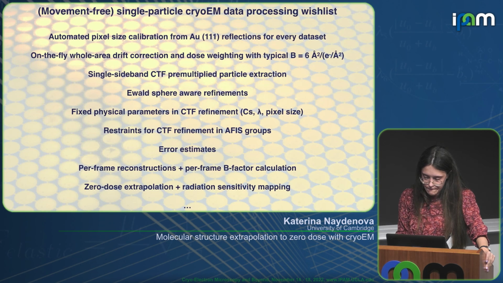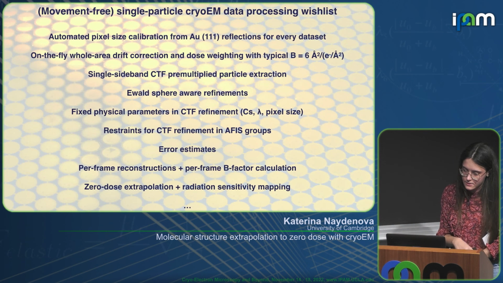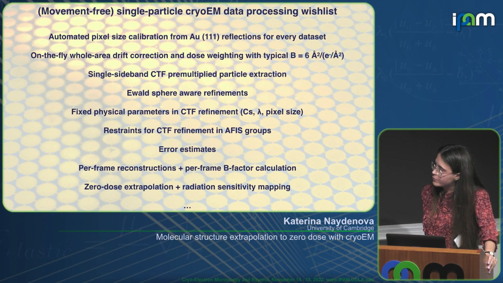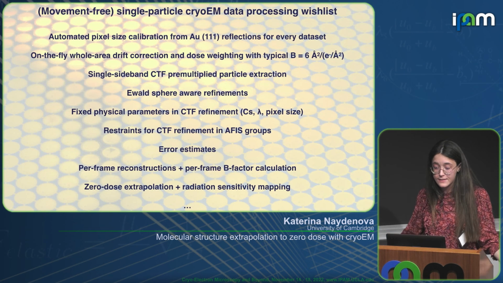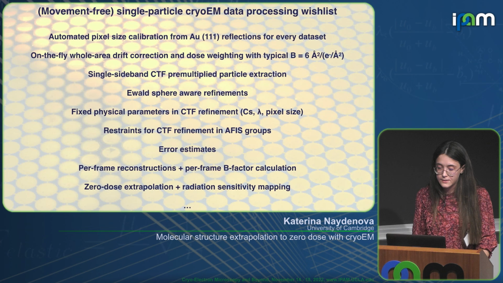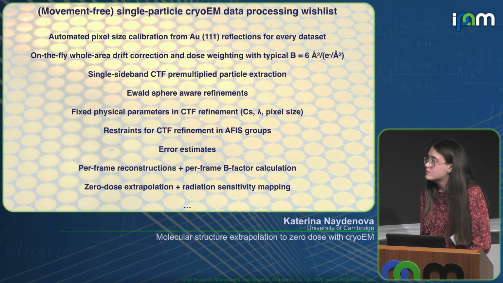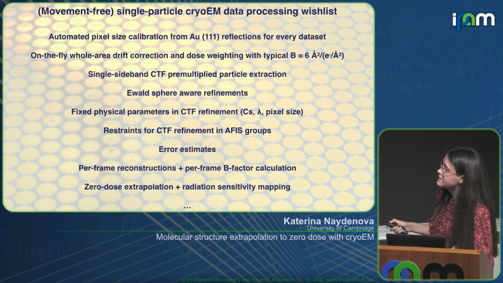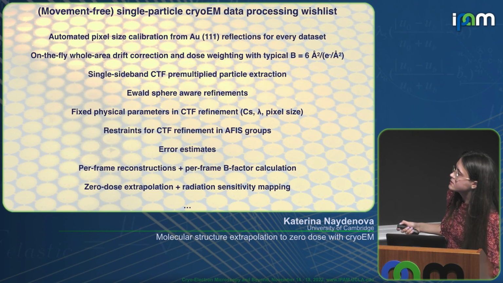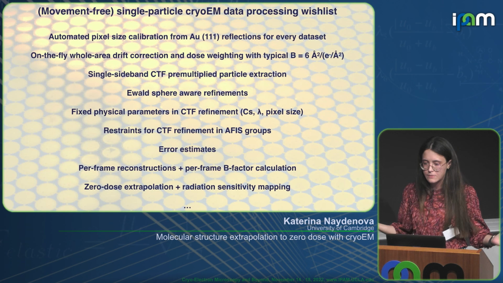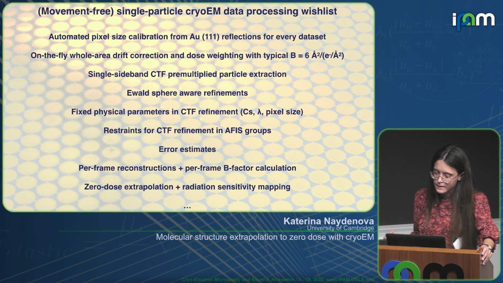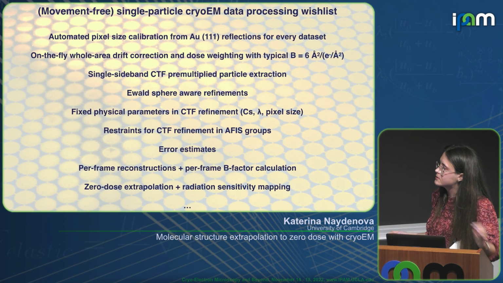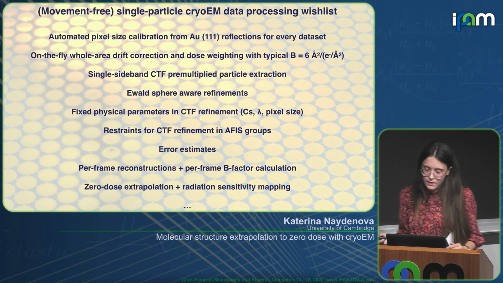All right, so with that, I'm just going to wrap up with some kind of a wish list for the not so many remaining tasks to do in single particle cryo-EM data processing. So we're hoping to have this automated pixel size calibration soon using the gold reflections, so there is no more confusion about what my pixel size is. Would be neat to have on-the-fly whole area drift correction just for the preliminary movie alignment.